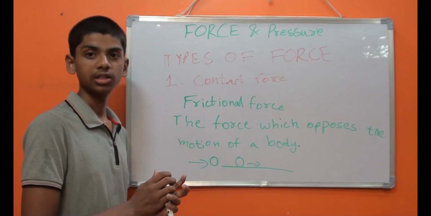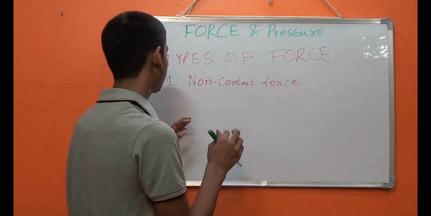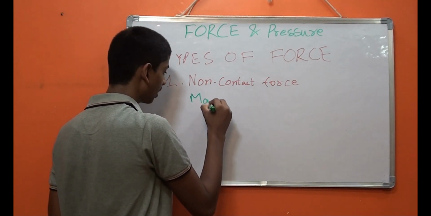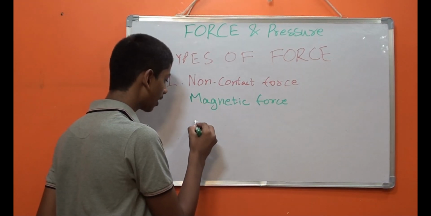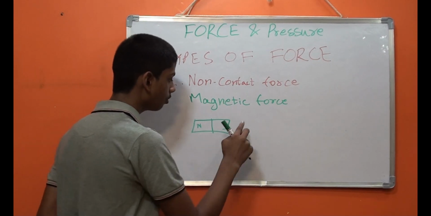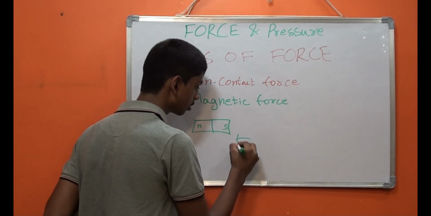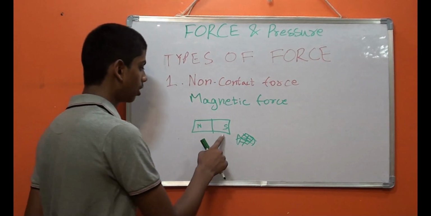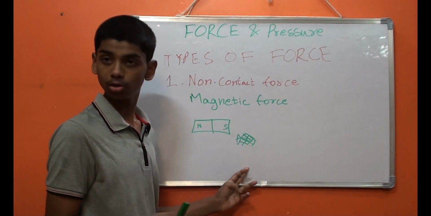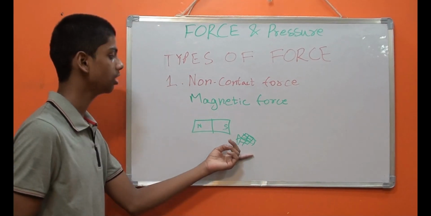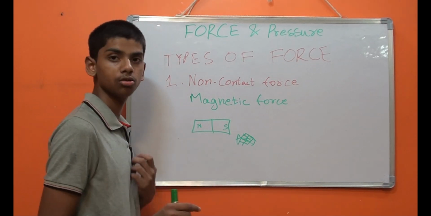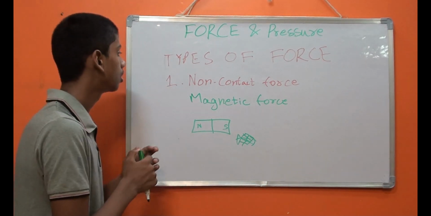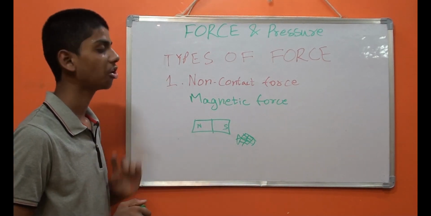Now let's see the types of non-contact force. Friends, the first one is magnetic force. Now you take a magnet, you have a pile of iron nails. Now if you take the magnet close to these nails, they will get attracted to the magnet. There is no contact between the magnet and the nails. This is a type of non-contact force.